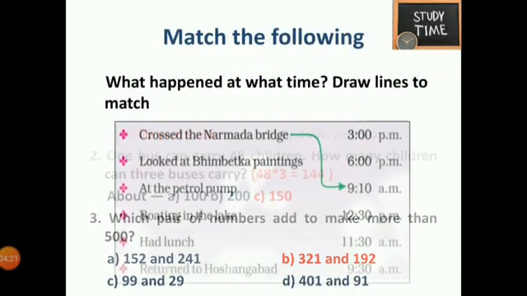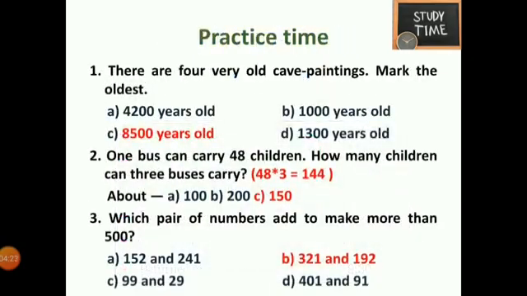Next, practice time. There are 4 very old cave paintings. Mark the oldest. Here 4 options were given: 4,200 years old, 1,000 years old, 8,500 years old, 1,300 years old. So which is greater here? It is 8,500 years old.